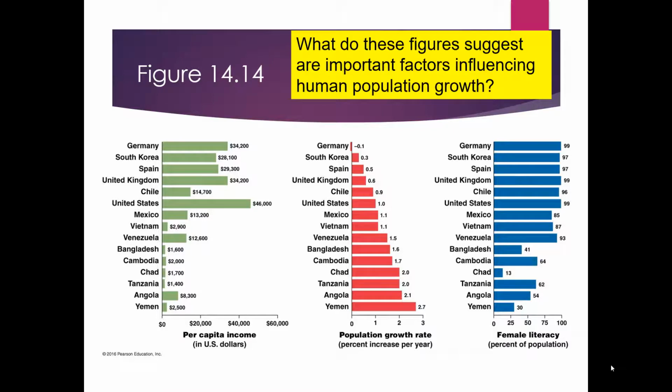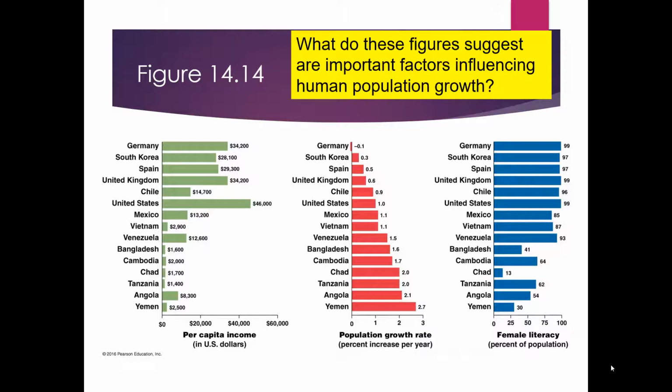And so you can ask yourself, what kind of things seem to influence human growth? And now we're looking within different countries, so we're looking at the populations at a different level. In that middle graph in red, you see the population growth rate for different countries. That middle graph is organized from very fast growth at the bottom to actually shrinking populations. Germany's actually shrinking. So that's a place to start, right?